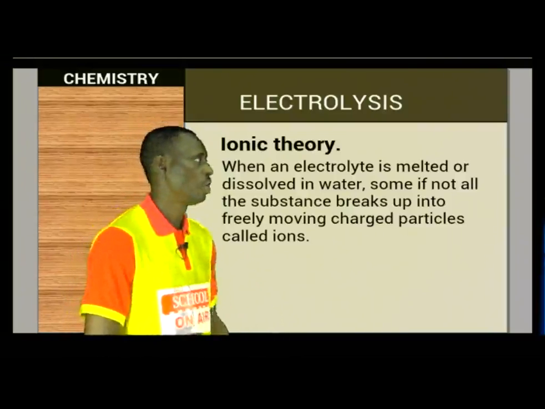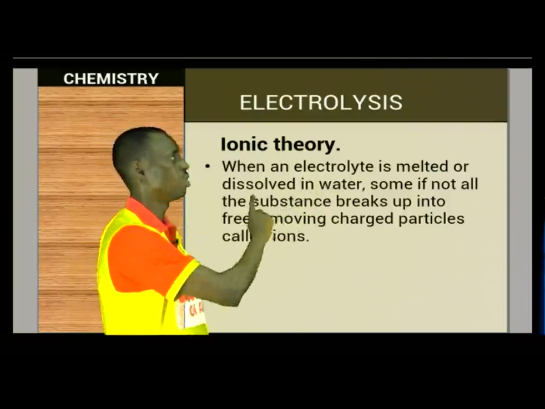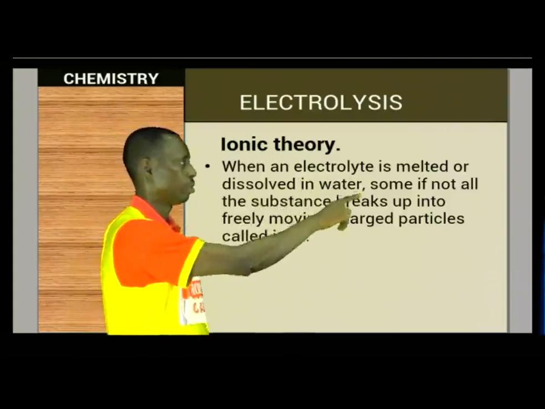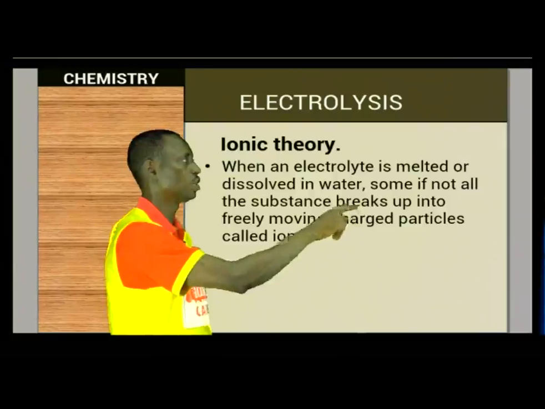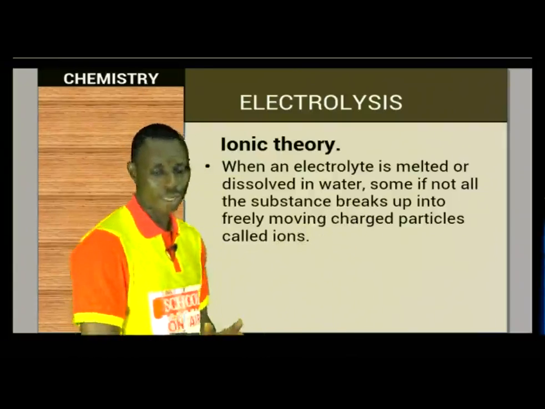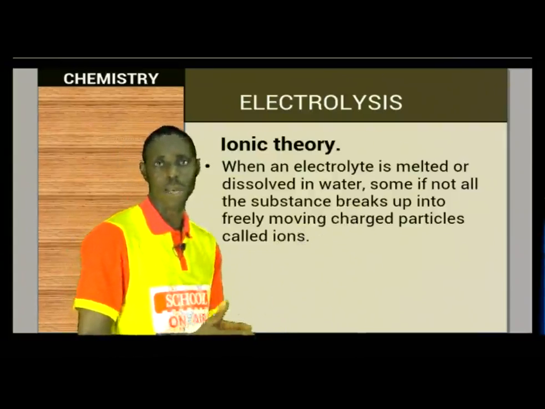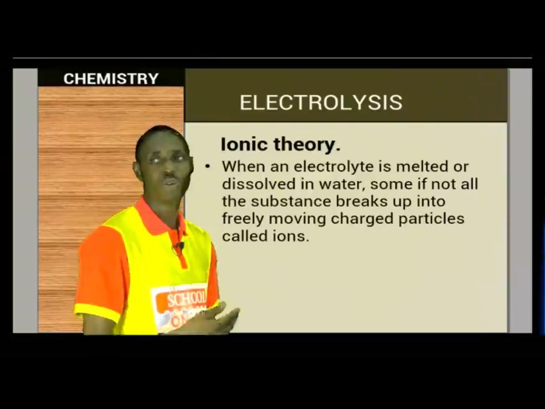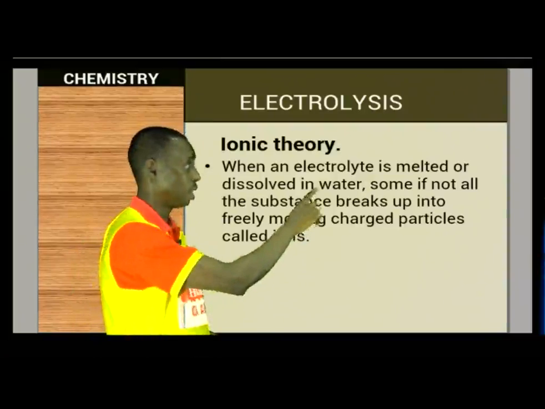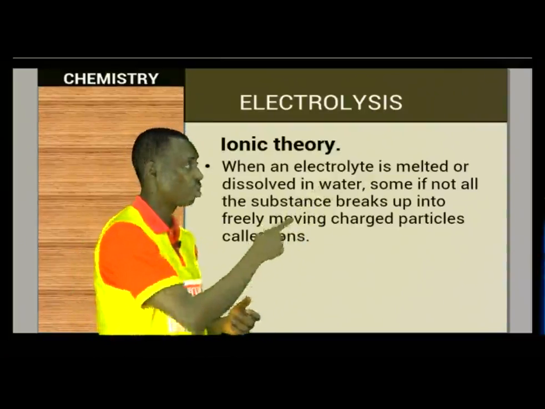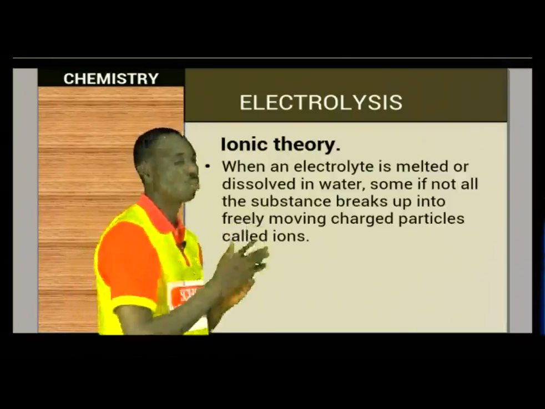Now we come to the point where we need to talk about the ionic theory. When an electrolyte is melted or dissolved in water, some, if not all, of the substance breaks up into freely moving charged particles called ions. What we are saying is that when you have an electrolyte, for example, sodium chloride, which is the common salt, and you dissolve it in water, some of it, if not all of it, will break up into what we call freely moving charged particles called ions.